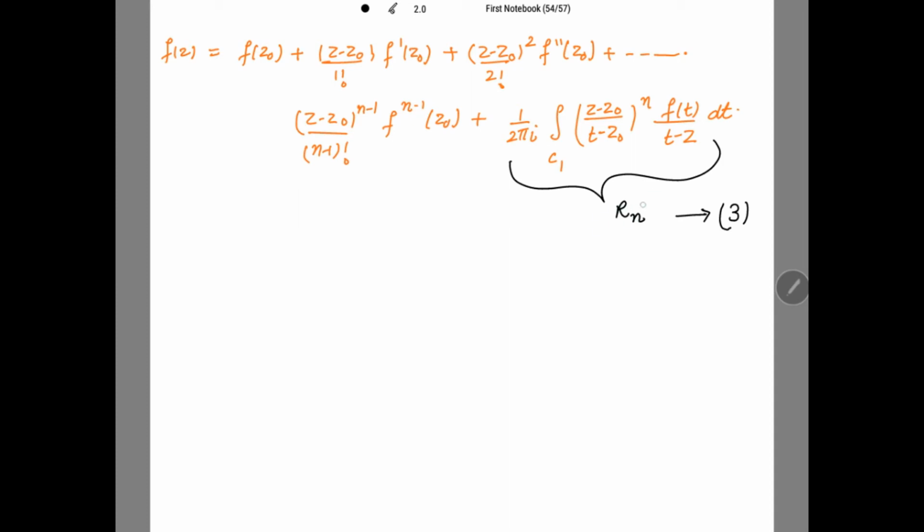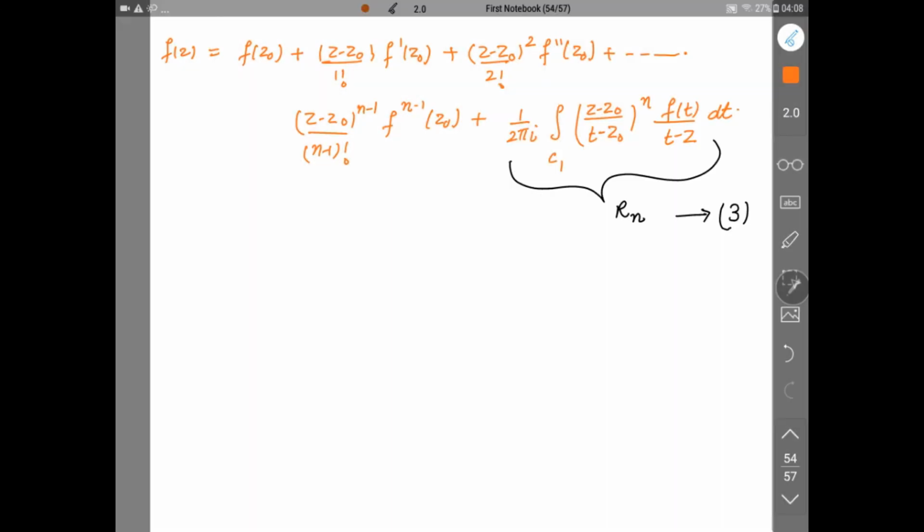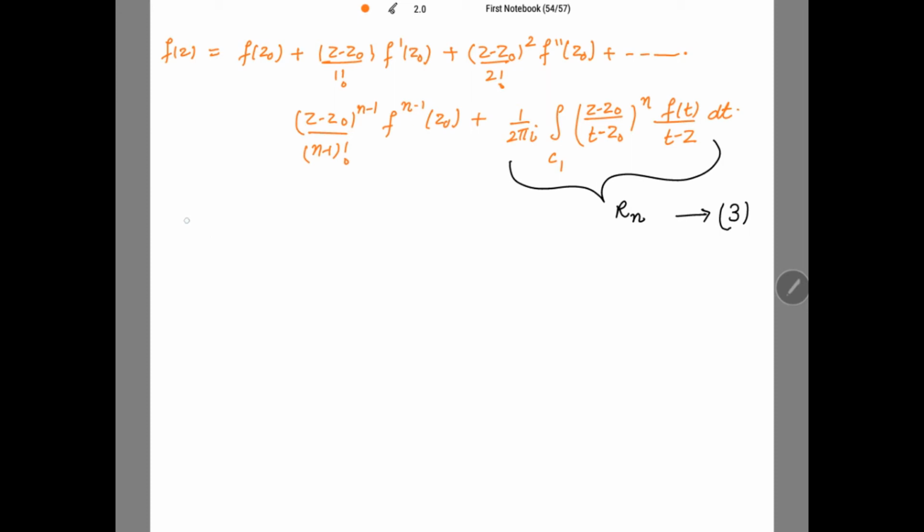If this Rn tends to 0, then we will be having the required result. This only we need to prove. Okay, so we have to take this Rn and show that mod of Rn is 0, or Rn tends to 0 as limit n tends to infinity. Alright, so just we have to show now that Rn tends to 0 as n tends to infinity and we will be getting our required result. Now the result follows if we can show that limit n tends to infinity Rn equal to 0.